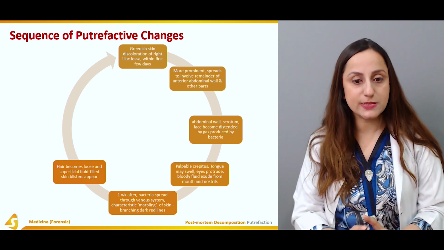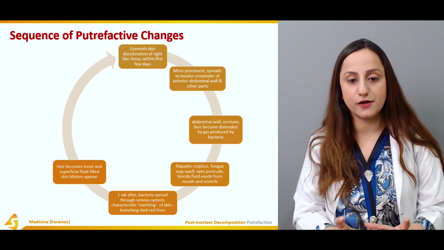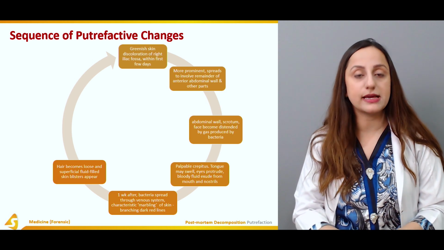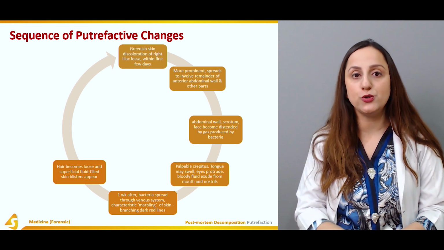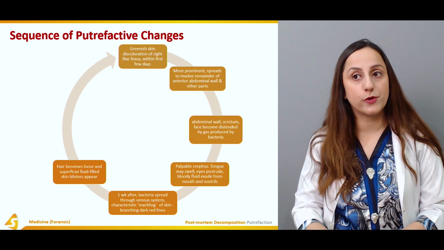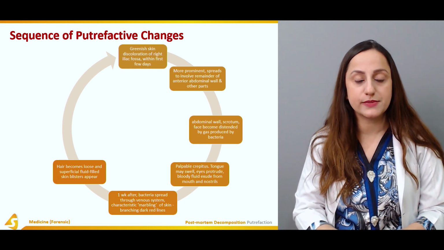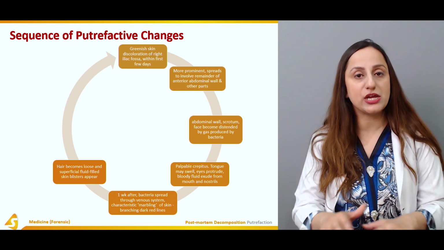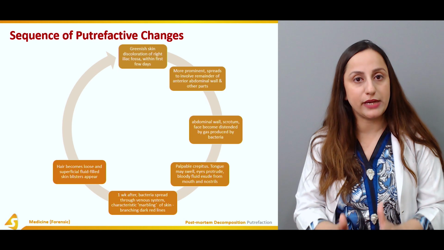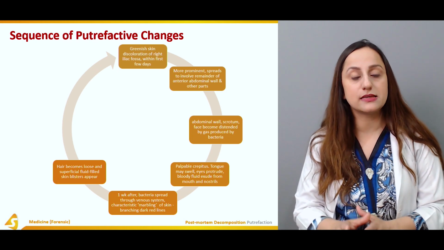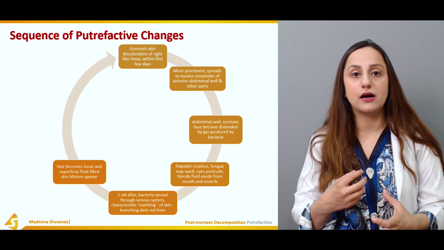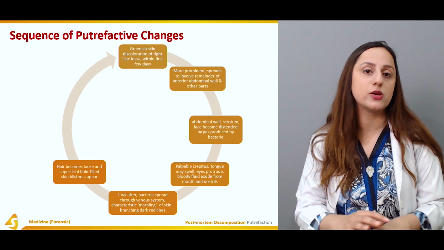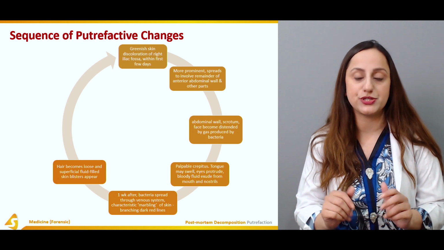Now the hair becomes loose and superficial fluid-filled skin blisters appear. These skin blisters, as I've already told you, can be confused with scalds formed by hot liquids and fluids. How will we distinguish that? We'll make an incision, and if there are any signs of inflammation, that will establish that these blisters are due to hot fluids. And if these blisters are putrefactive blisters, they will only contain gaseous material.